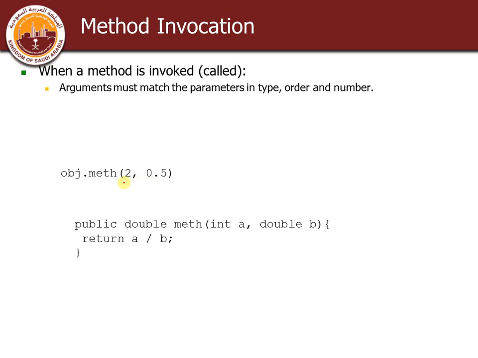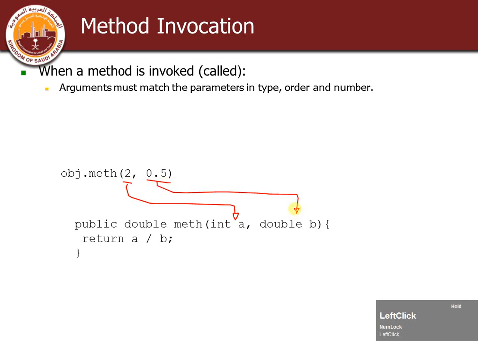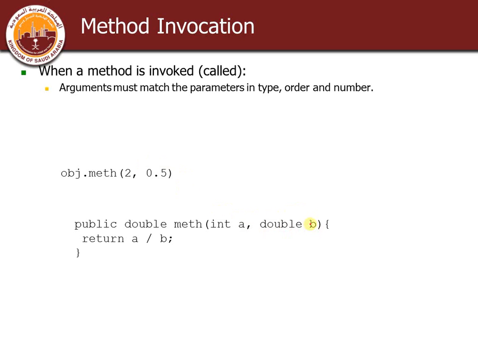What I need to make sure of, when I'm calling a method, especially when it has many parameters, is that the arguments are going to the right place. And you can see now, for example, this 2 is an int, so it goes to the first parameter. I mean, the first parameter is a, it is an int, so it is expected to get an int, and this is what is happening here. The same thing for the 0.5, which is going to the second parameter, which is a double, and so this is a valid call of this method.